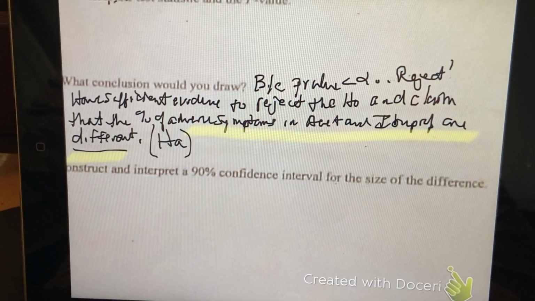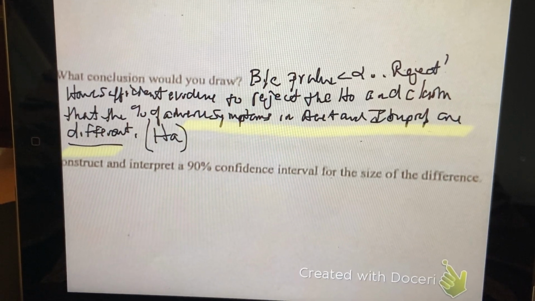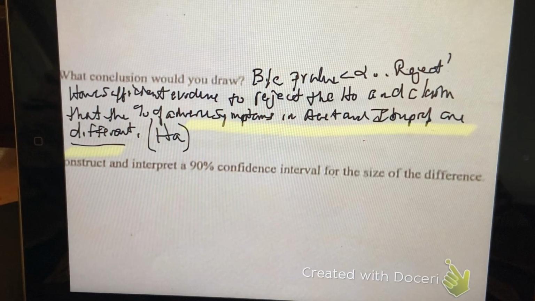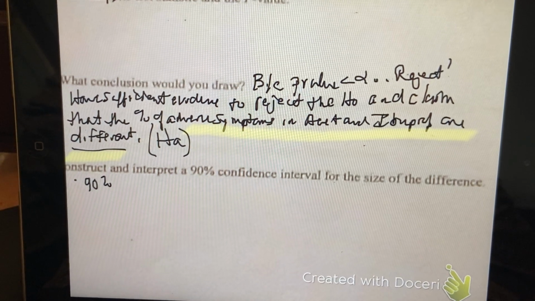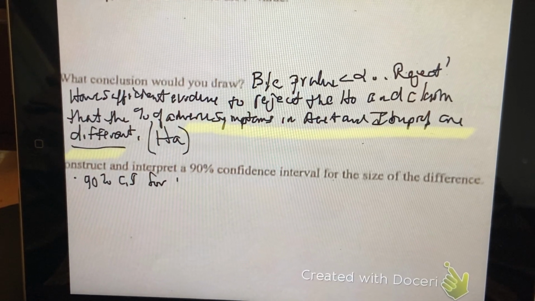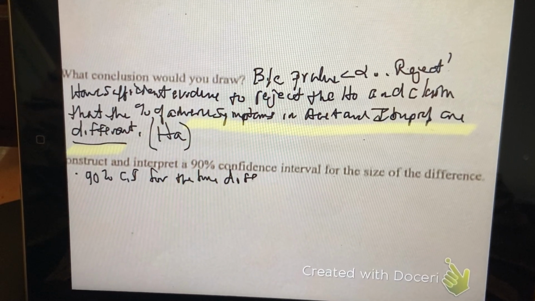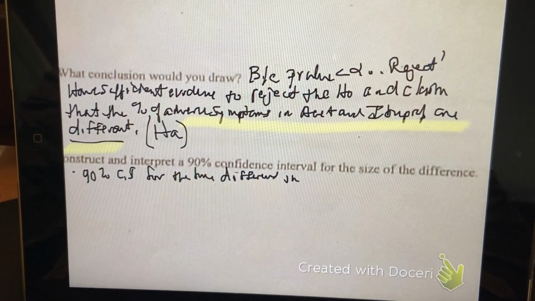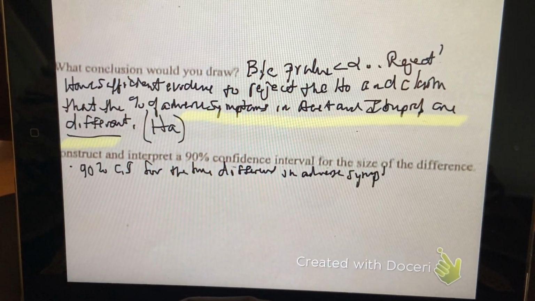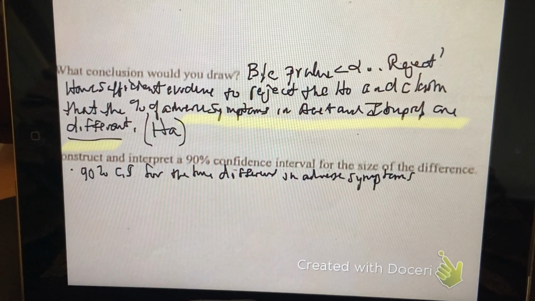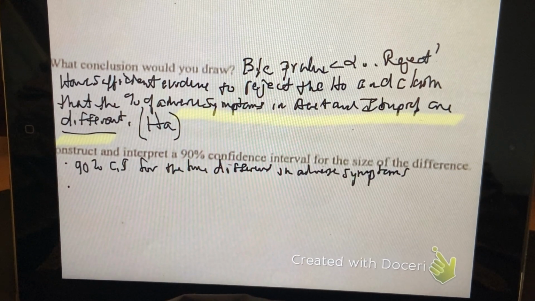All right, and so when I do a confidence interval, most of the stuff is the same, but again, I'm doing a state, so make sure you let the reader know. So we're doing a 90% confidence interval for the true, now keyword here, difference in adverse symptoms. Okay. The second thing I got to do is, like before, all my conditions are met.